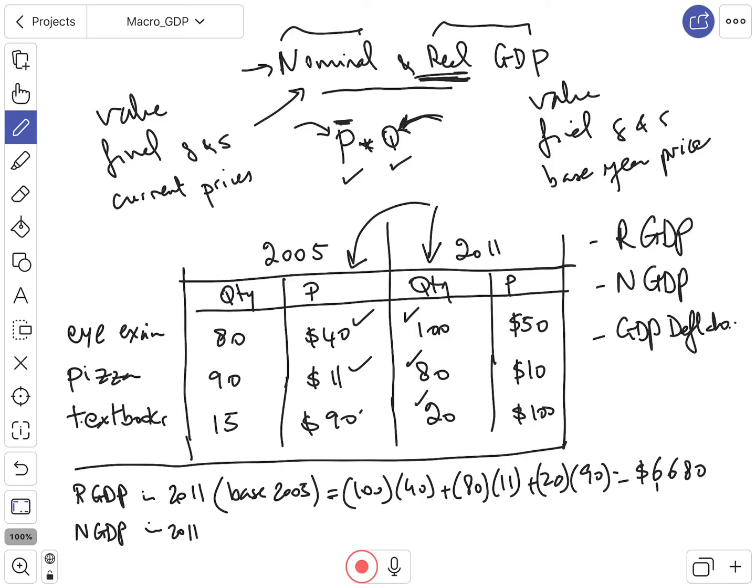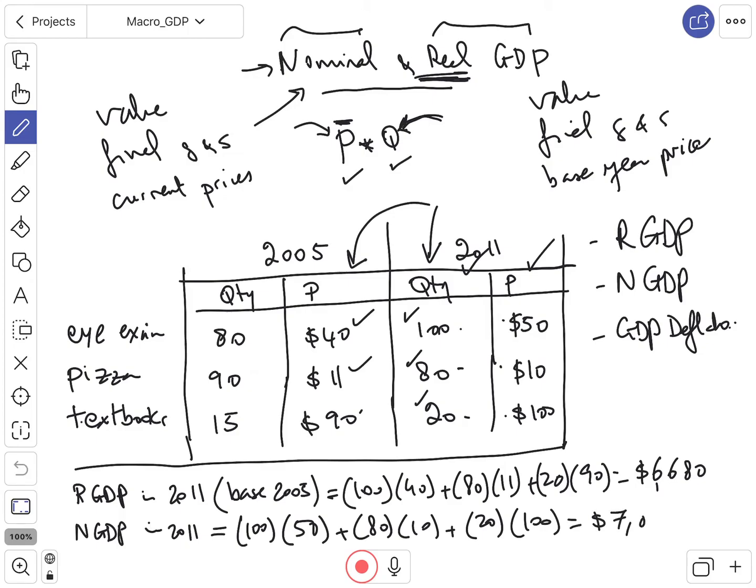Then suppose you have a question about nominal GDP in the same year. We're not using any base here because these are current prices. So quantity times the price of the same year, this times this, and this times this, plus this times this. So it's going to be 100 times 50 plus 80 times 10 plus 20 times 100, and the nominal GDP would be 7,800.